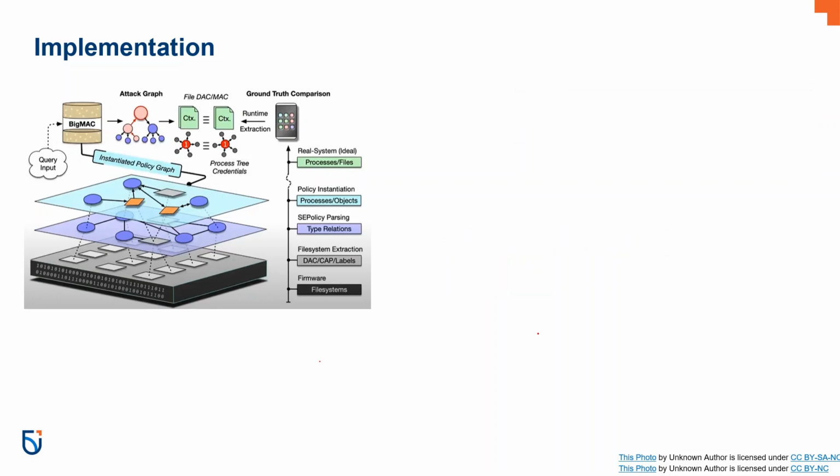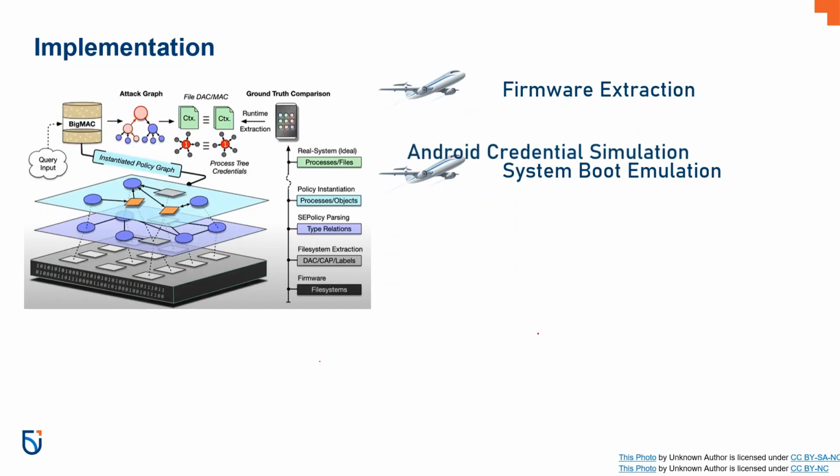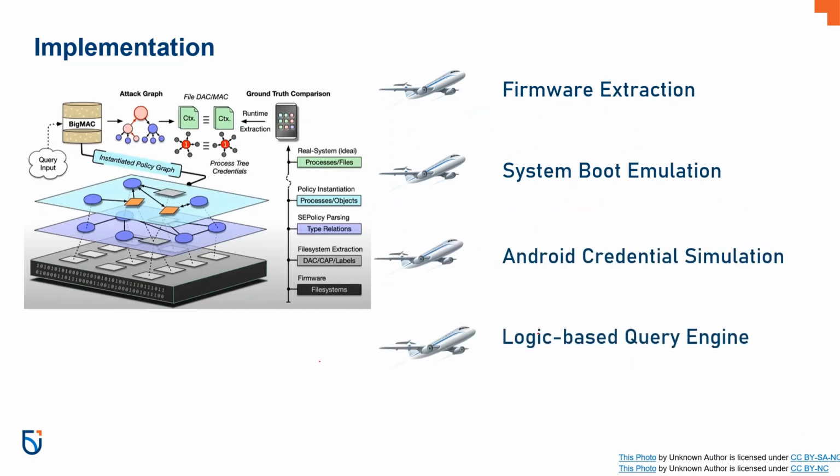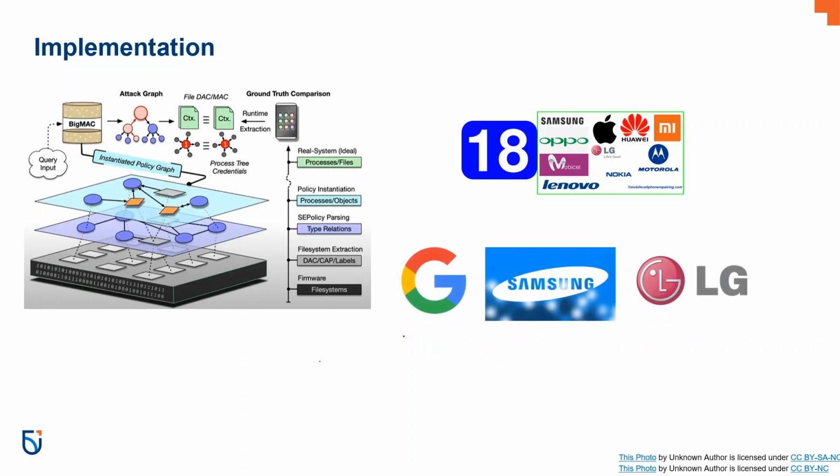The implementation comprises four blocks: the firmware extraction, the system boot emulation, the Android credential simulation, and the logic-based query engine. Here, the author uses an open source extraction library for the raw firmware. It supports 18 firmware vendors and they extended it to support Samsung images as well. But the author is primarily focusing on extracting the Google, Samsung, and LG images.